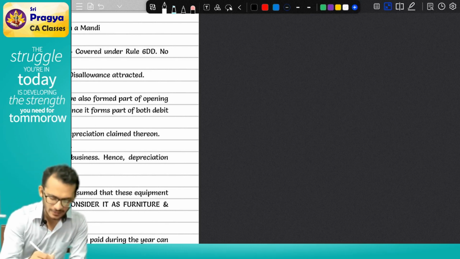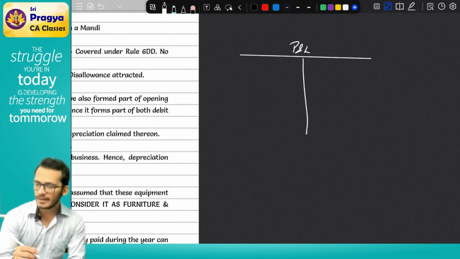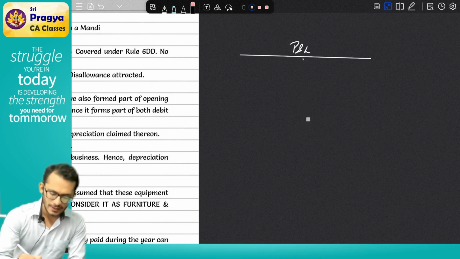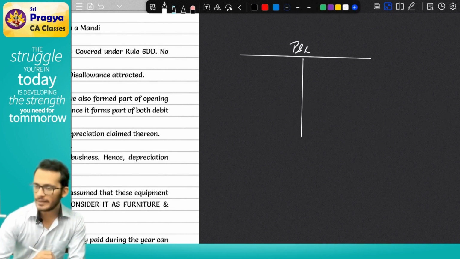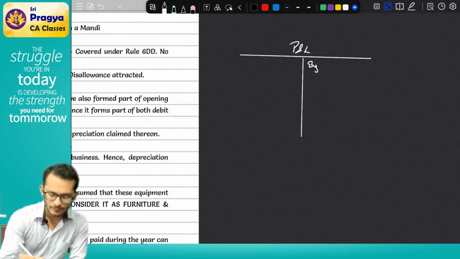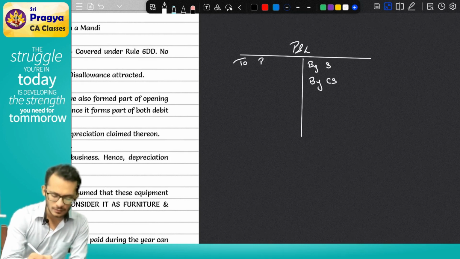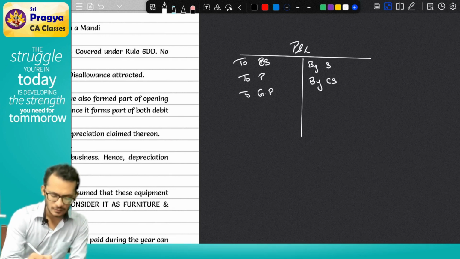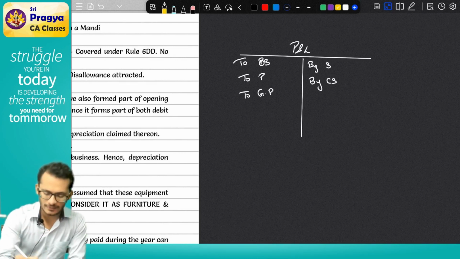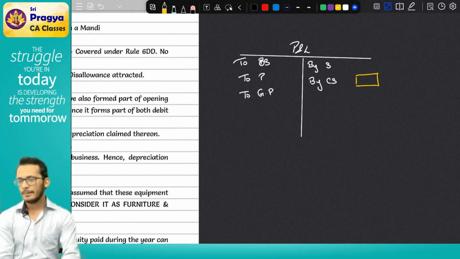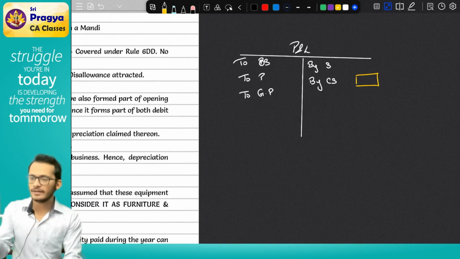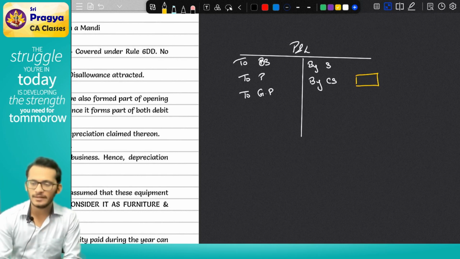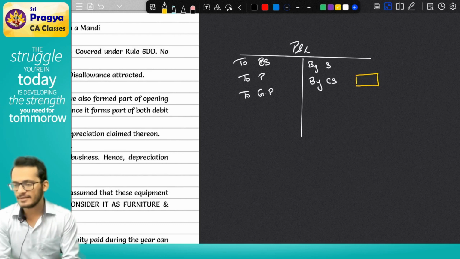Yes. Now notice your P&L carefully. You will prepare something called a trading account. Yes or no? So you prepared a trading account. On the right side, we'll have by sales. Yes or no? Then you will have by closing stock. Left side, we'll have to opening stock, then to purchases, to gross profit. Yes. Now the question says that this closing stock has a number which includes machinery spares. Your automatic assumption will be, Rahul, closing stock is inflated. So you'll come and say, Rahul, we need to reduce our profits by the machinery spares amount. Yes or no?